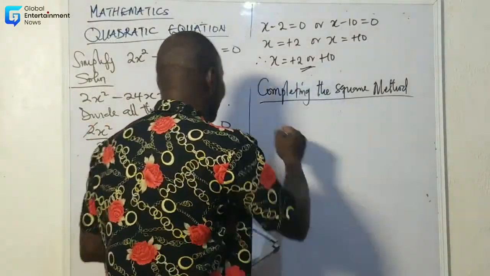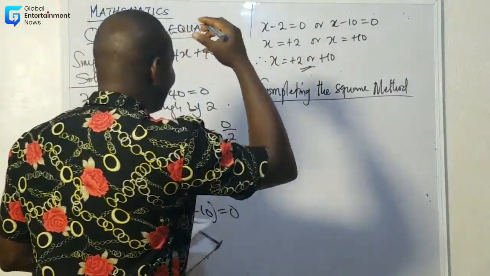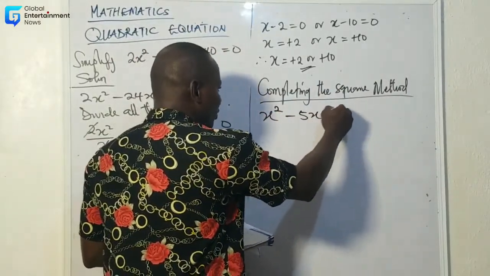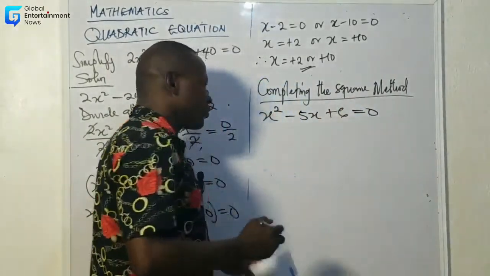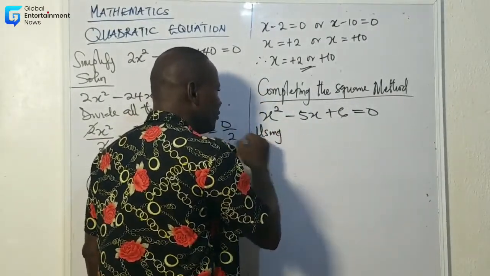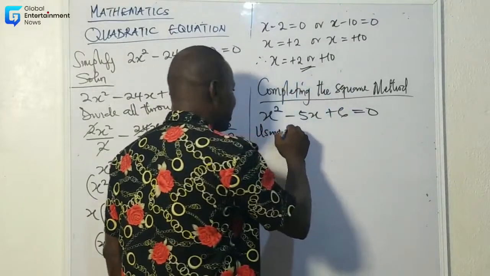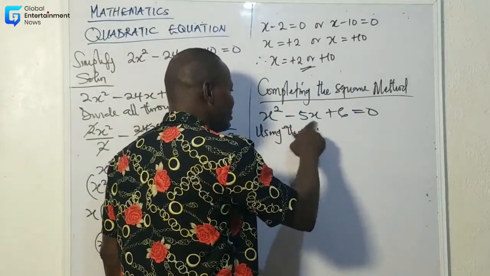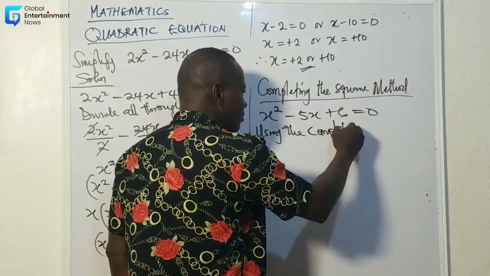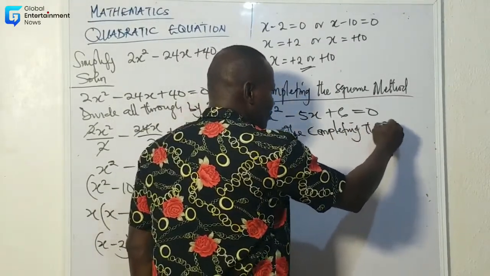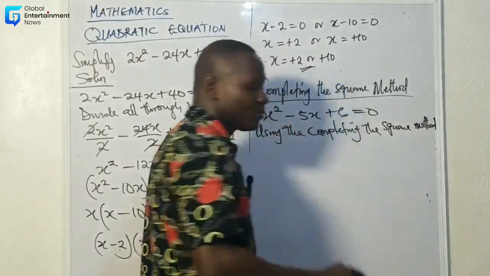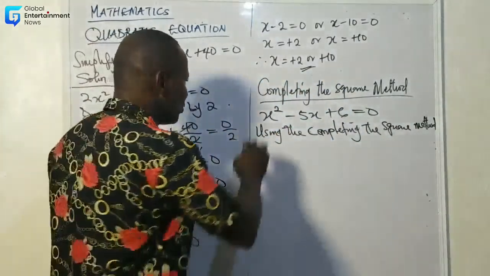Let's try that first question. We have x squared minus 5x plus 6 is equal to 0. The question says, solve by using the completing the square method. You know, we have some questions like that where they will specify what they want you to do. So what do we do here now?